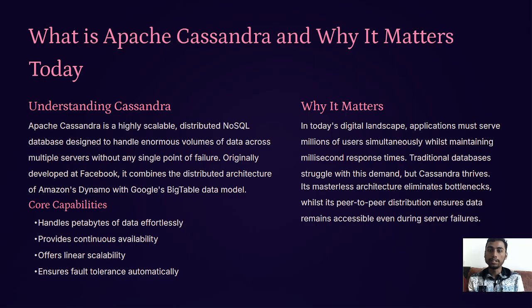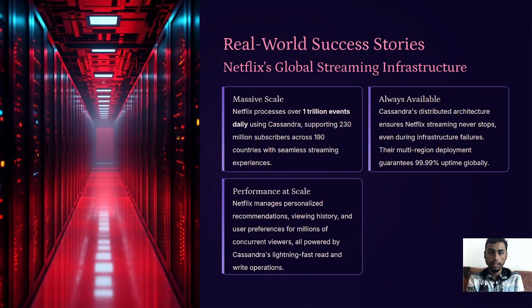So why does it matter? Now we see some applications. Real world success: what is the success behind it? Netflix global streaming: the content in Netflix is very huge, and they are supporting 230 million subscribers across 190 countries. So the streaming access should be very smooth so that the viewer gets enjoyment and entertainment in a very good manner. So it's performance at scale.